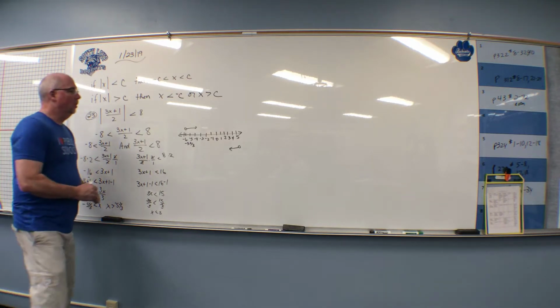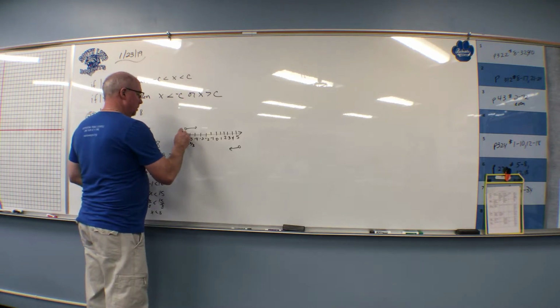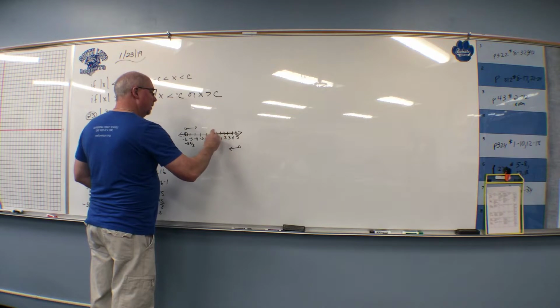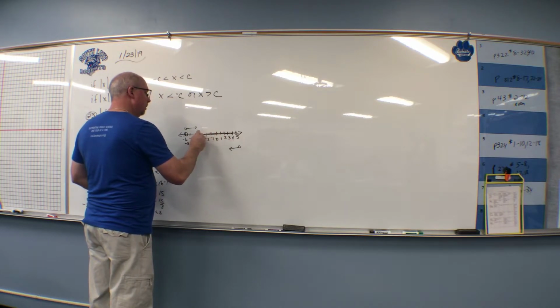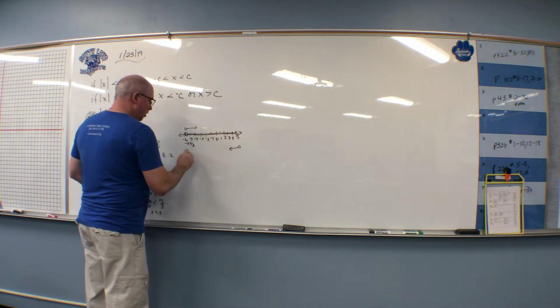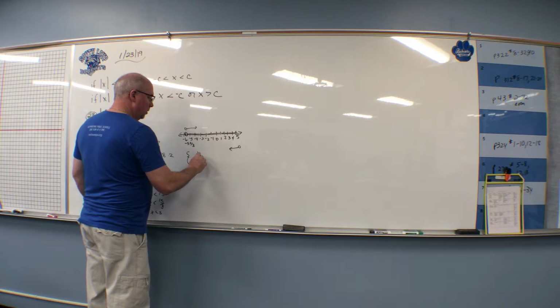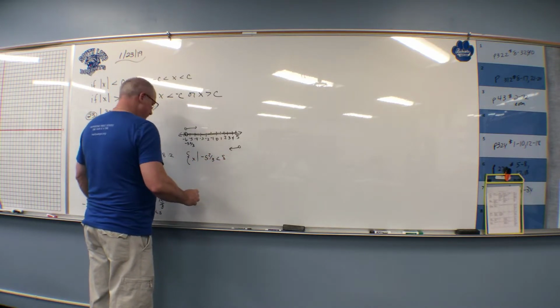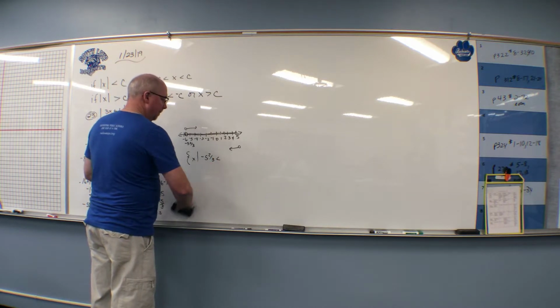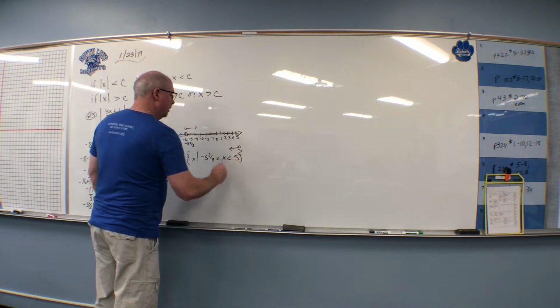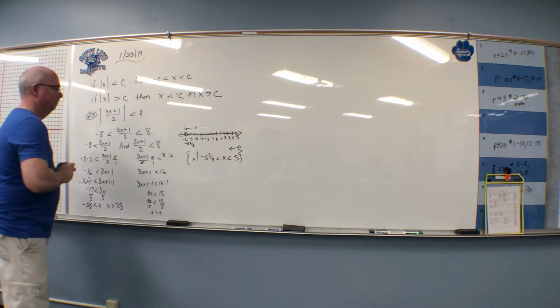Okay? So it looks like this. Open circle here, everything in between, right? Okay, and when I write set builder, since it's an "and," negative 5 2/3 is less than x is less than 5. Does that make sense?